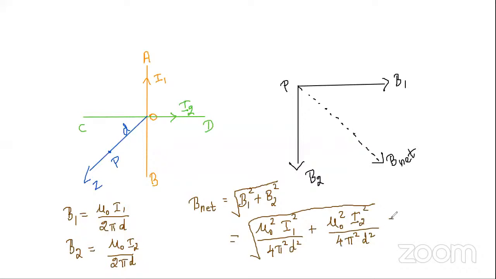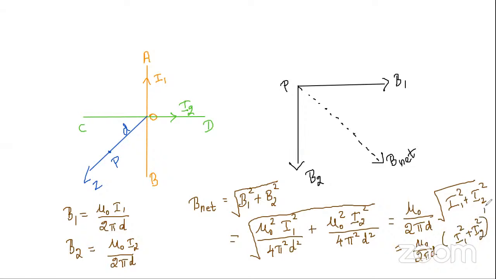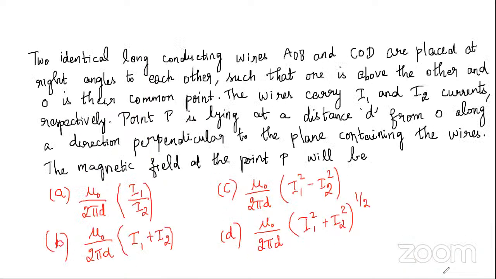So when you take all the terms common, you can take mu naught by 2 pi D as common. In that case, within the bracket, you will have root of I1 squared plus I2 squared. So that means it is mu naught by 2 pi D into I1 squared plus I2 squared whole power 1 by 2. So that is option D. This is how you need to solve this problem.